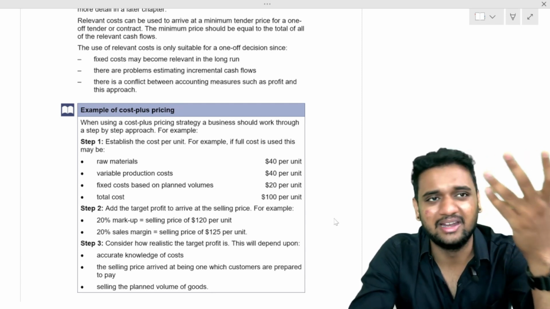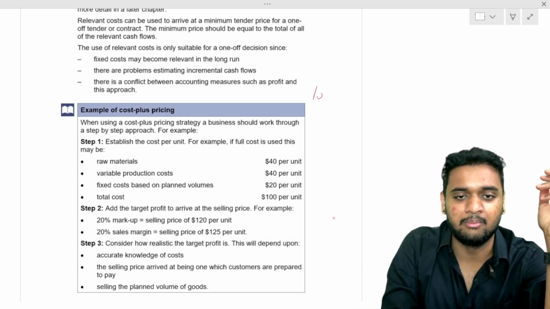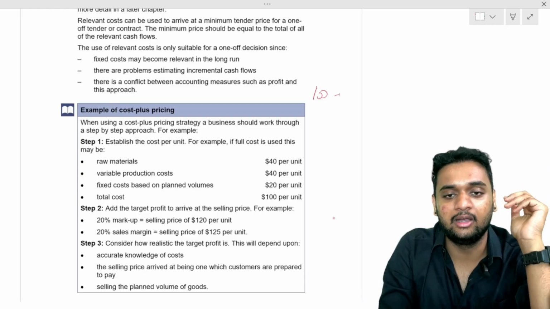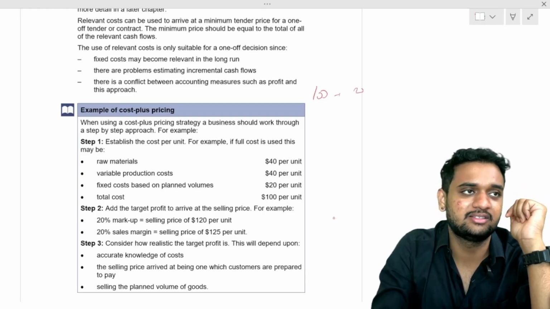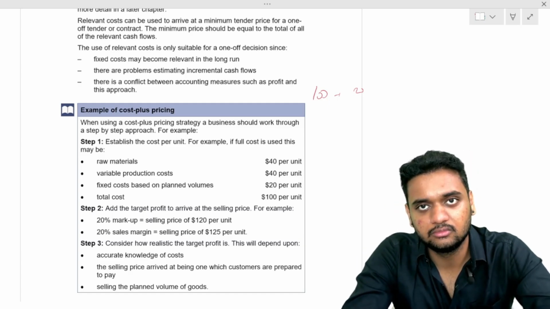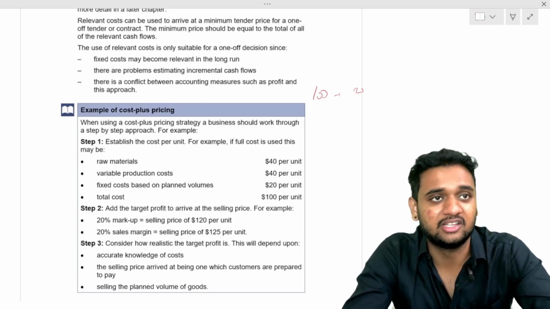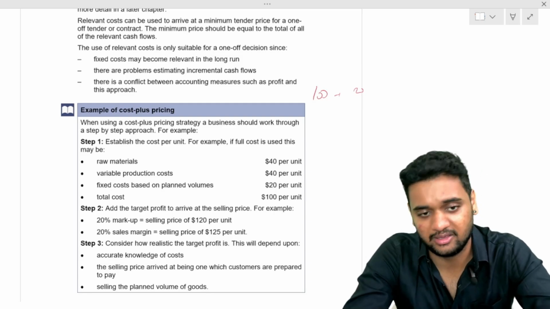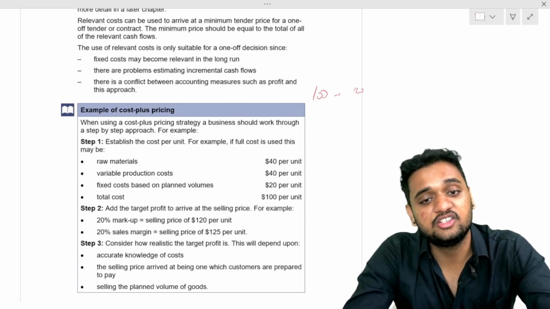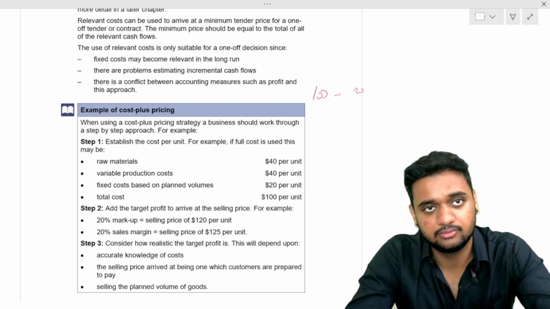Markup. We can directly take, sir. Cost is given to us, 100. We need markup. We can directly take 100 plus 20%, which is 120. Selling price is 120. 20 rupees is profit. Cost is 100 rupees, 100 plus 20, 120 rupees is my selling price. Now, same question: margin is 20%. What is the selling price?